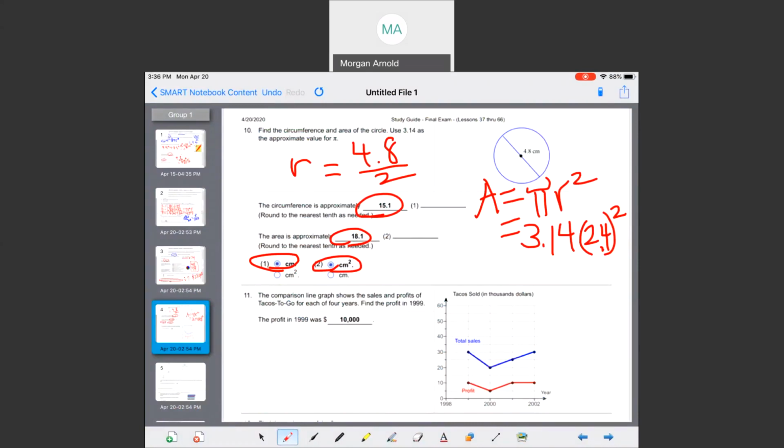Question 11. Given a comparison line graph that shows the sales and profits of Tacos to Go for each of 4 years. Find the profit in 1999. So the profit in 1999 is right here, and that's at $10,000.